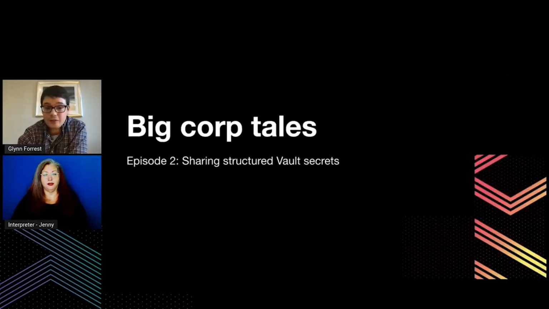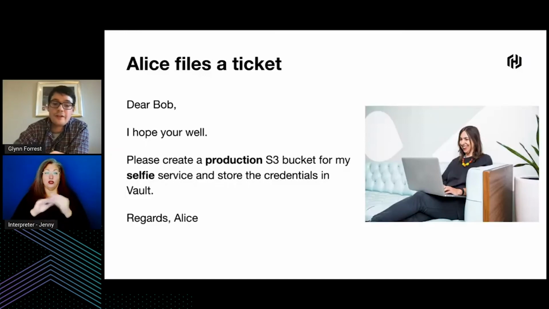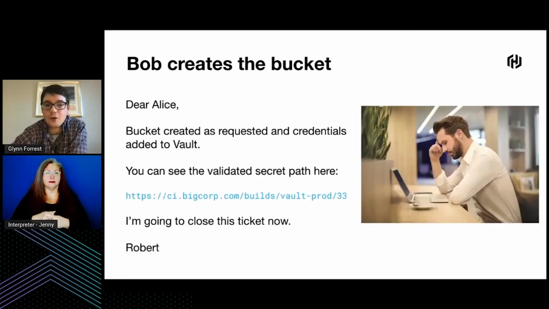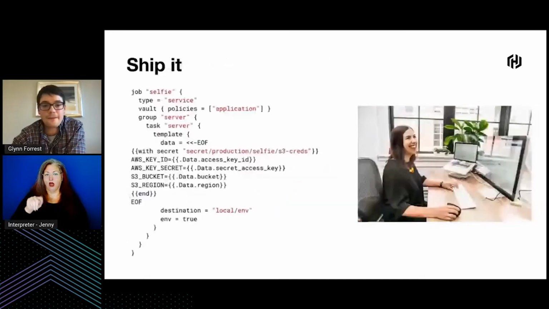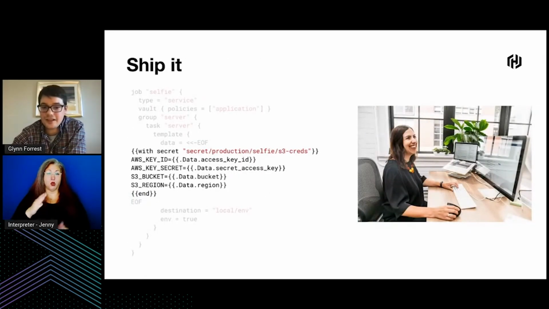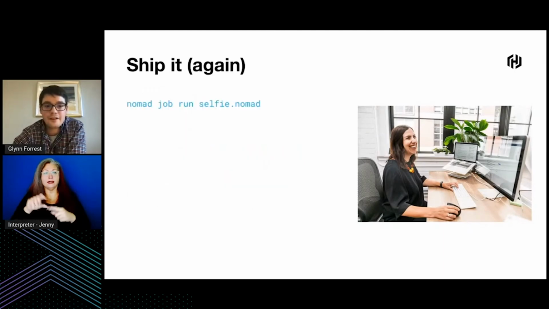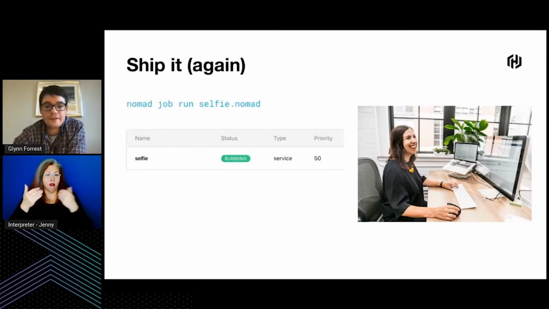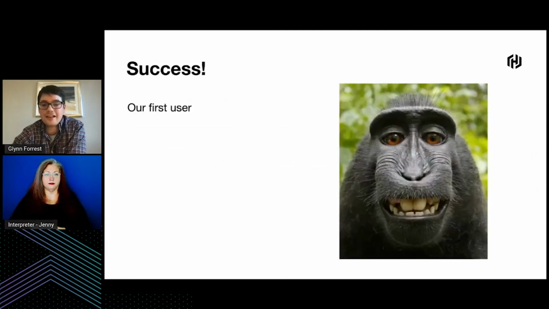Back to Big Corp Tales really quickly, episode 2. Alice has got her new service. She wants a production bucket for the selfie service. Bob creates the bucket. He can prove to Alice that he's created the secret correctly because it's validated in CI. There's an output that Alice can look at. So Alice can ship it first time with the correct secret location and schema, and then she can run it. Success. Our selfie service is working and we have our first customer.